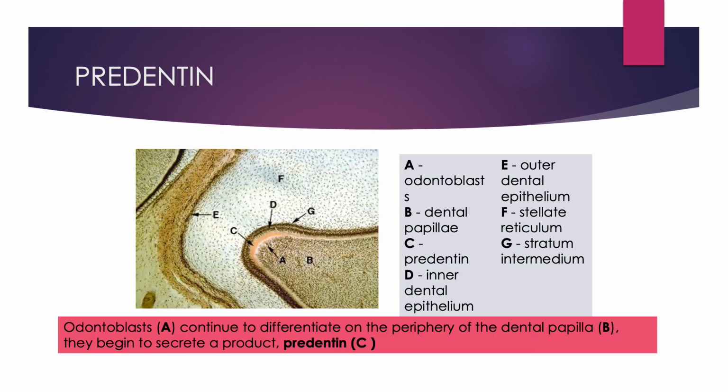Secretion of predentin. As the odontoblasts continue to differentiate on the periphery of the dental papilla at B, they begin to secrete a product between themselves and the overlying cells of the inner dental epithelium. This product is predentin. Predentin is converted to dentin by mineralization. The central region of a bell-stage tooth germ is in the center of the field. You should be able to identify the inner dental epithelium, outer dental epithelium, stellate reticulum, and stratum intermedium.